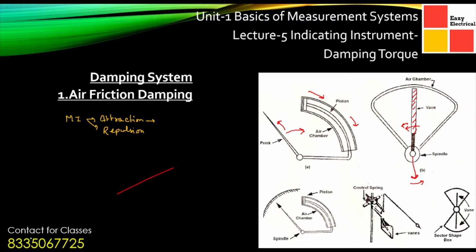Basically, the air friction is providing us the damping. So this is the common example and a very easy example. It is very cheap as well, and the cost of it is also very less.